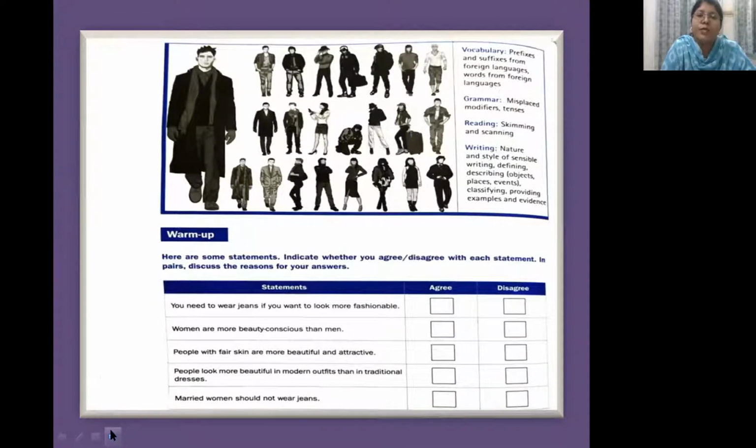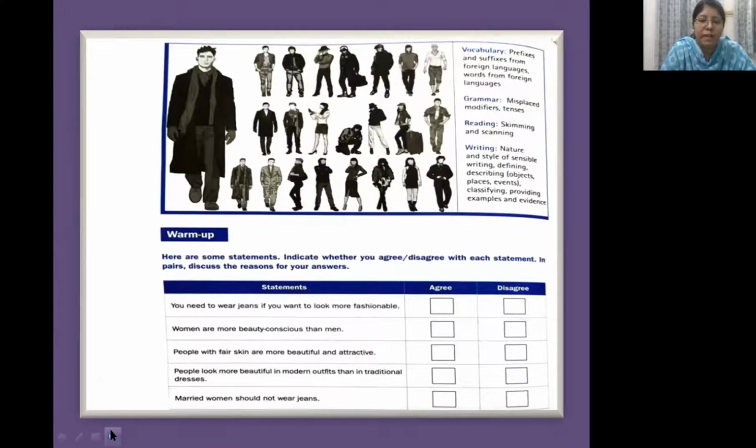In this unit, under vocabulary, we have prefixes and suffixes from foreign languages. Under grammar, we have misplaced modifiers and tenses. Then reading, we have skimming and scanning. In writing, we have the nature and style of sensible writing, defining, describing objects, places and events, classifying, and providing examples and evidence. These are the things that we have under writing.